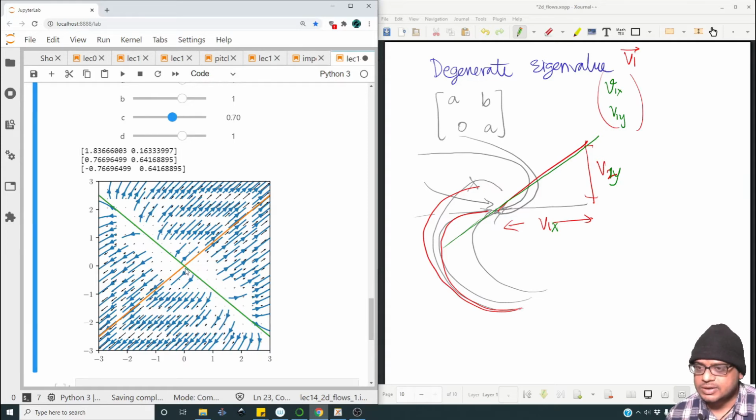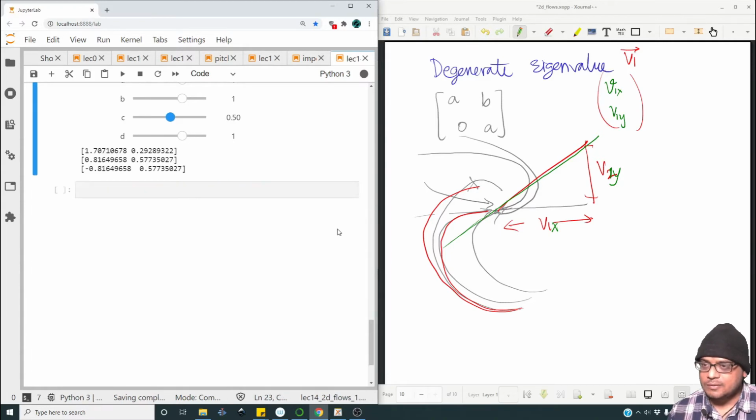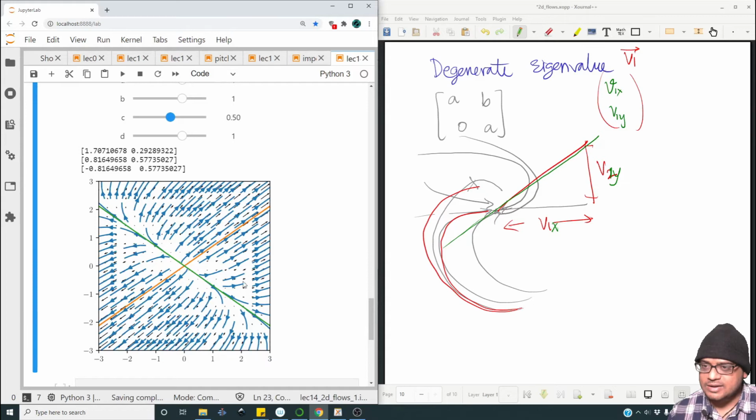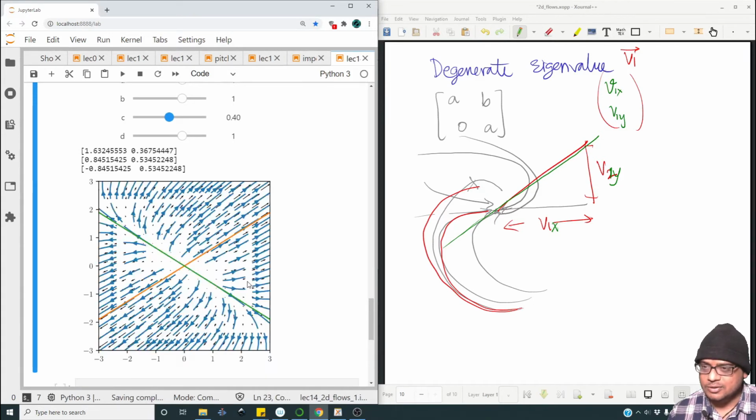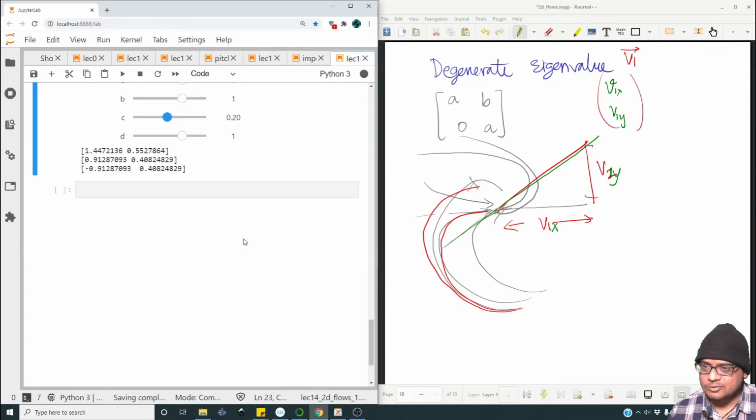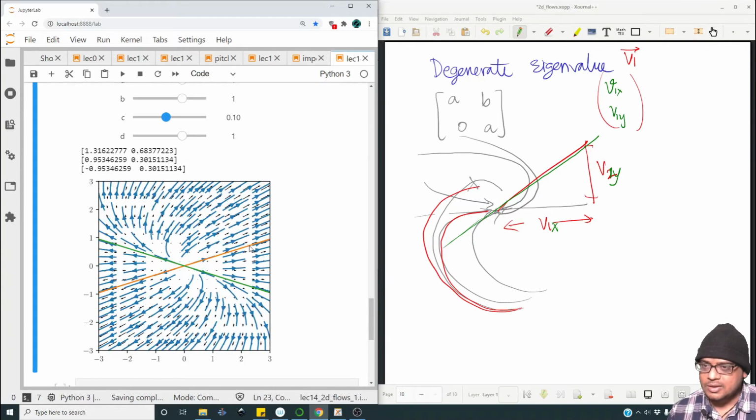Okay. So the green line is obviously repelling while the orange line is the unstable one. So in this case, the orange line is the unstable manifold and the green line is also the unstable manifold. So the origin is now a repelling node. It's an unstable node, because both the eigenvalues are positive. Now when I further reduce C, let's see what happens. The two eigen directions, you can see that they're trying to come close together. They're coming close.